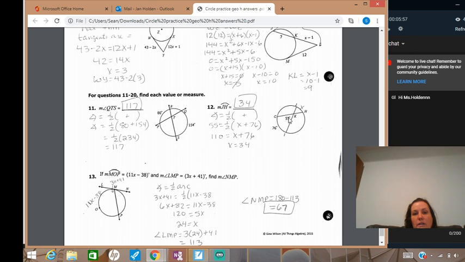And then this one, the angle is inside. The angle is 1/2 the sum of the arcs. But I know the angle, so I have to actually solve for the arc.